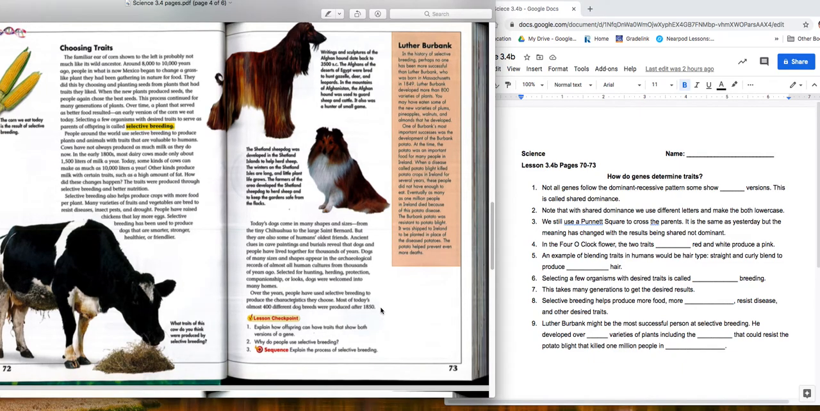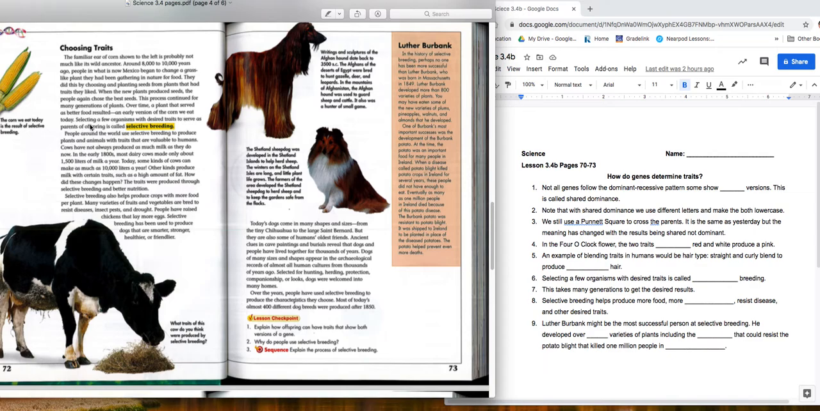And we finish up kind of where we started this chapter, talk about the importance of selective breeding. The familiar ear of corn shown to the left is probably not much like the wild ancestor. Around 8,000 to 10,000 years ago, people in what is now Mexico began to change a grass-like plant that they had been gathering in nature for food. That was called maize back in the day. They did this by choosing and planting seeds from plants that had traits they liked. When the new plant produced seeds, the people again chose the best seeds. This process continued for many generations of plants. Over time, a plant that served as a better food resulted.